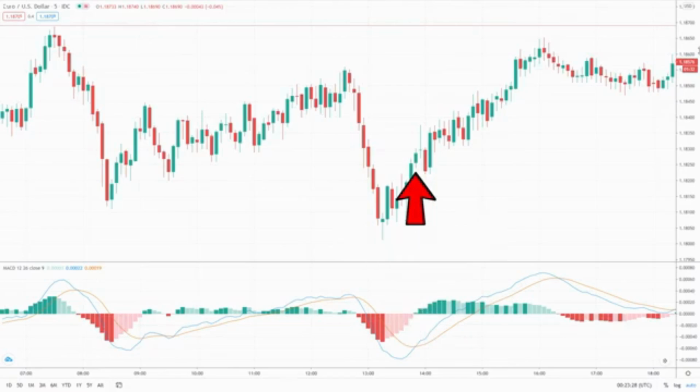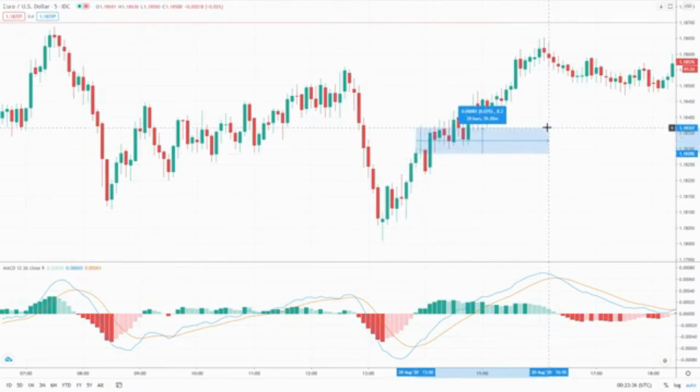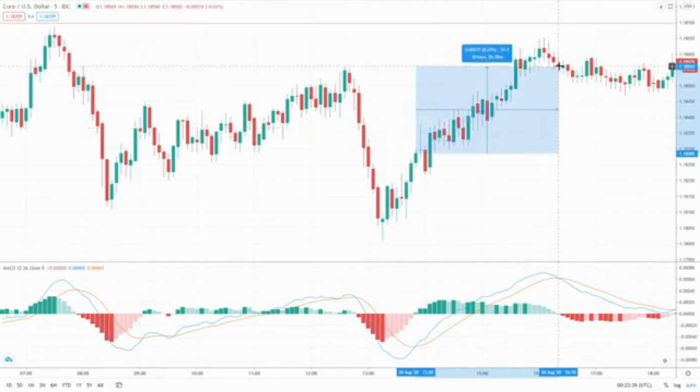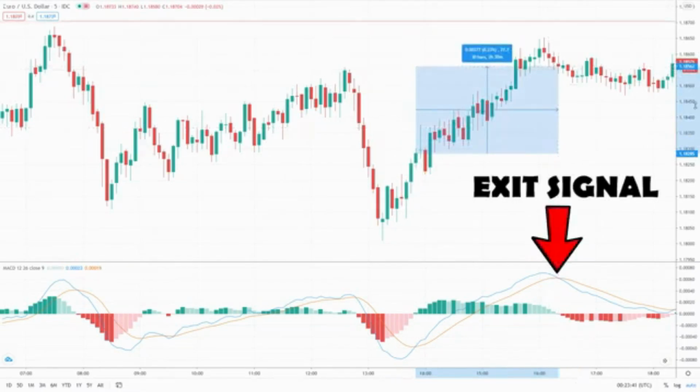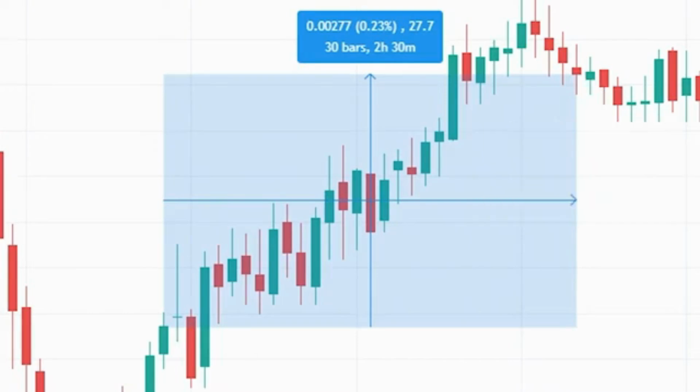Because it's a green candle, the close is in the top part of the body, so I'll start here. And let's say, just as an example, that our exit signal is here, and it happens to be a red candle. A red candle closes at the bottom of the candle's body, so the measurement would be from this point to this point.